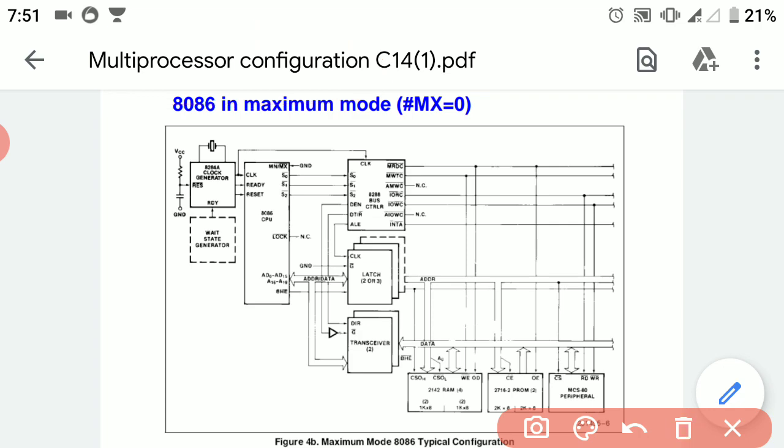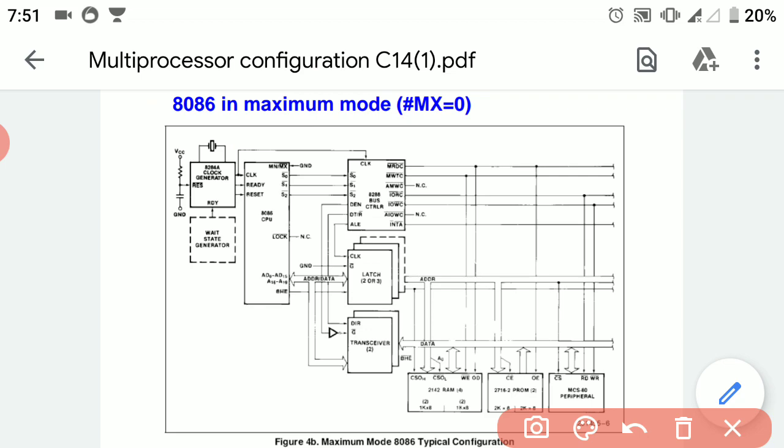Here we have a main processor, that is the 8086 processor we are using. For any multiprocessor configuration, there will be three types of multiprocessor configuration. So for any multiprocessor configuration we have to use the 8086, which is our main processor, in the maximum mode. We have already discussed what is maximum mode and maximum mode model, what is minimum mode and minimum mode model.